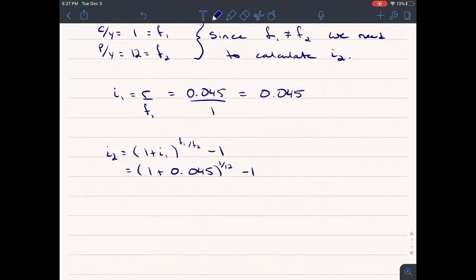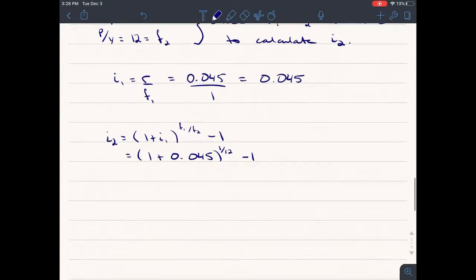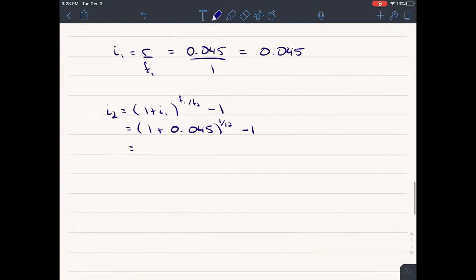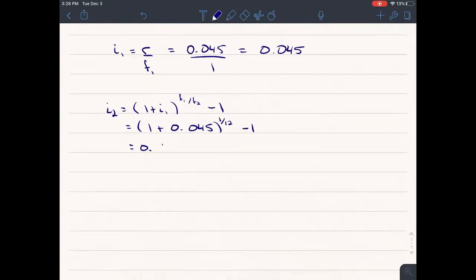So 0.045 plus 1 to the power of 1 over 12. Oops. I screwed up. And then minus 1. Correct me if I had a slip here, but I get 0.003674809. Which I'll store in 1.